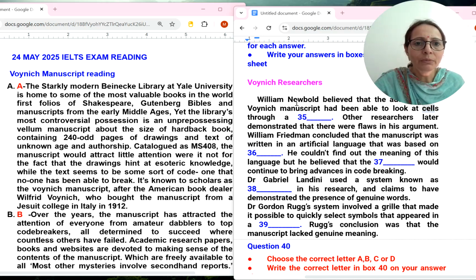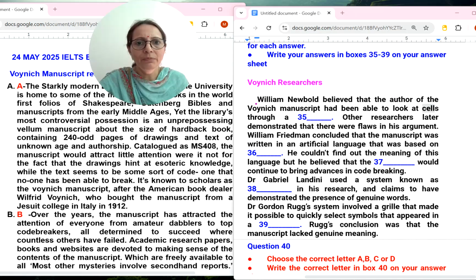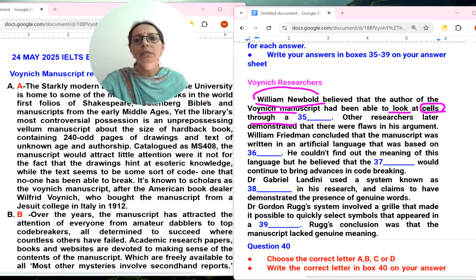William Newbold believed that, just a minute. William Newbold, I know they were talking about in the second or third paragraph. The author of the Voynich manuscript had been able to look at cells through a dash. Cells is an important word, and cells will also take us to the location of this sentence and this name also. So let's try to find this name, William Newbold. It is not in the first paragraph, so I will go to B and C paragraphs.